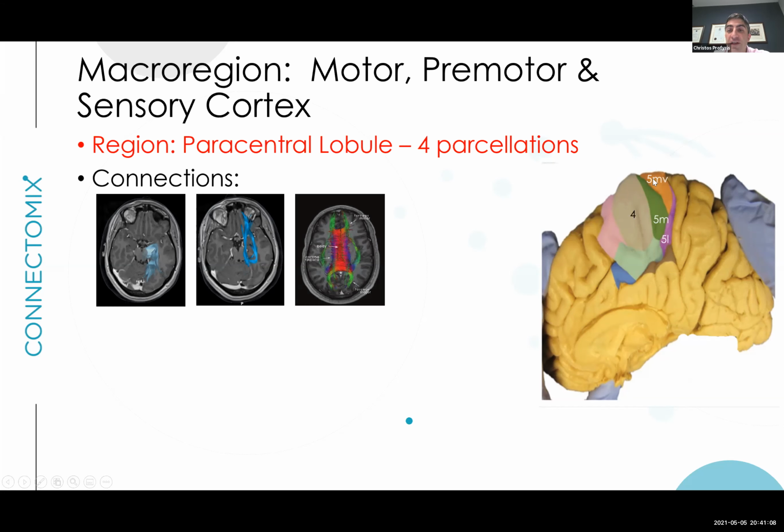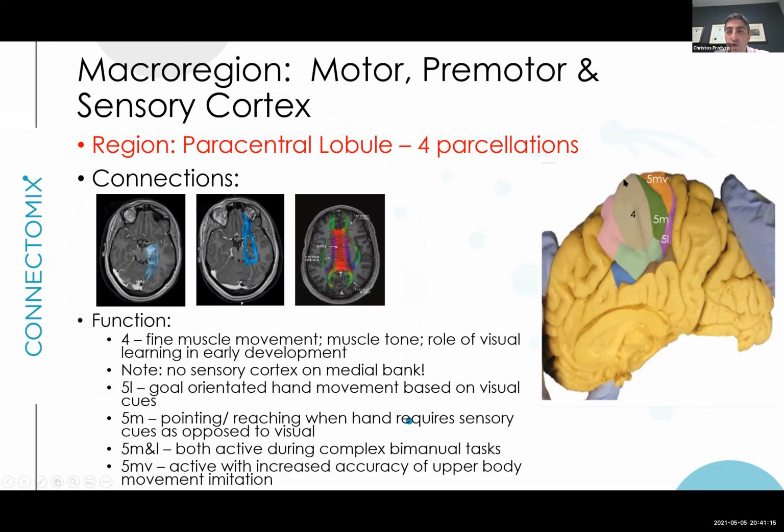And we've also got the 3 area 5 parcellations, 5MV, 5M, and 5L. So what do they do? 4 we talked about, fine motor control. 5L is responsible for goal-oriented hand movements based on visual stimuli or visual cues. Whereas 5M, again, controls our hands, but it's involved when we're using sensation. So if a computer's under your bed and you're using your hand to feel for it, it's 5M which actually fires.